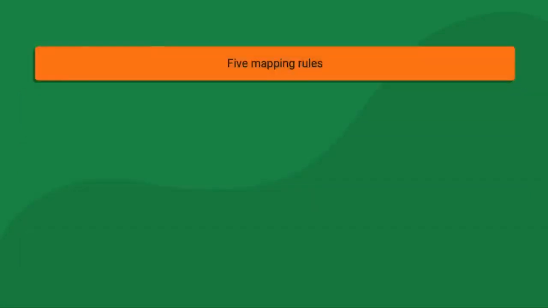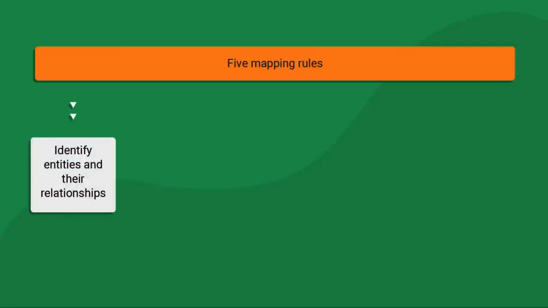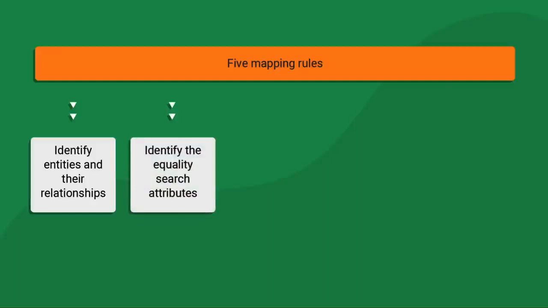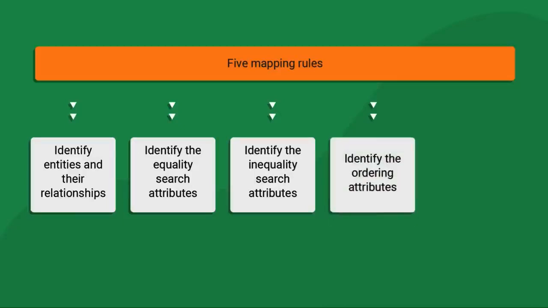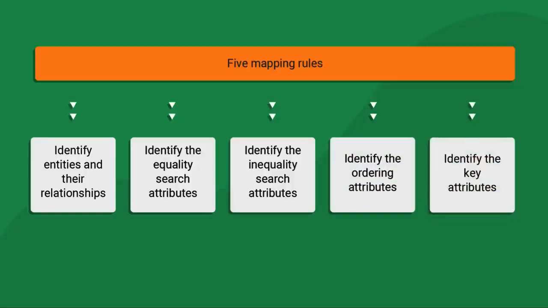Here are the 5 mapping rules to guide a query-driven transition. Mapping Rule 1. Identify the entities and their relationships. Mapping Rule 2. Identify the equality search attributes. Mapping Rule 3. Identify the inequality search attributes. Mapping Rule 4. Identify the ordering attributes. And Mapping Rule 5. Identify the key attributes.